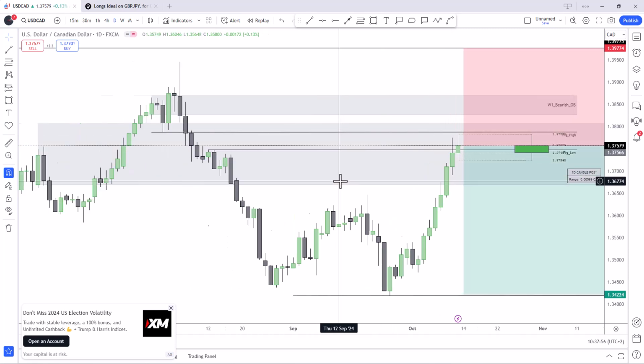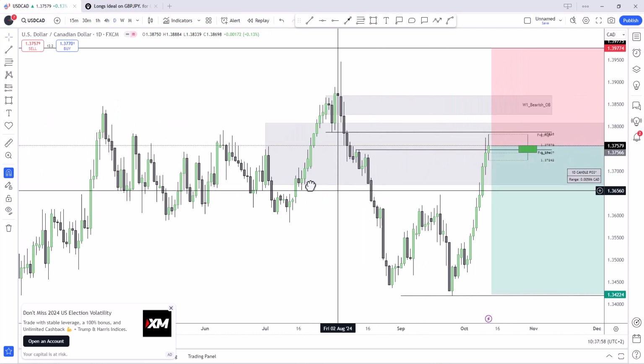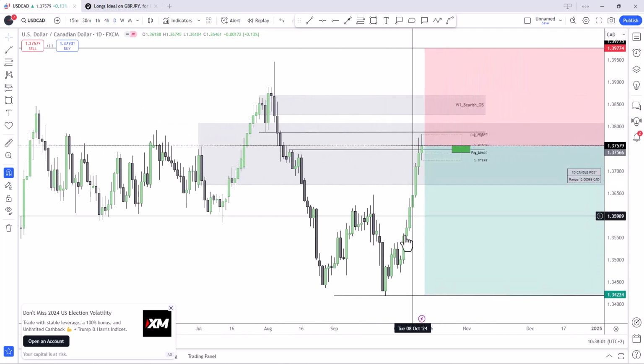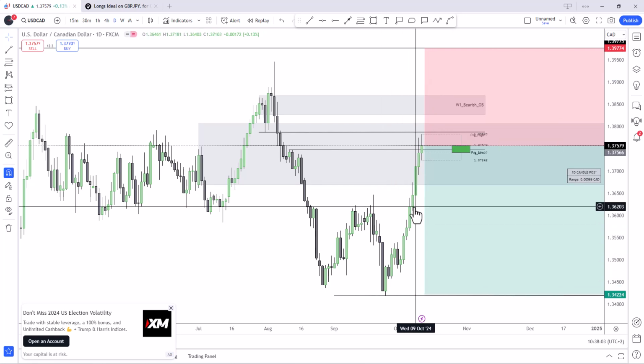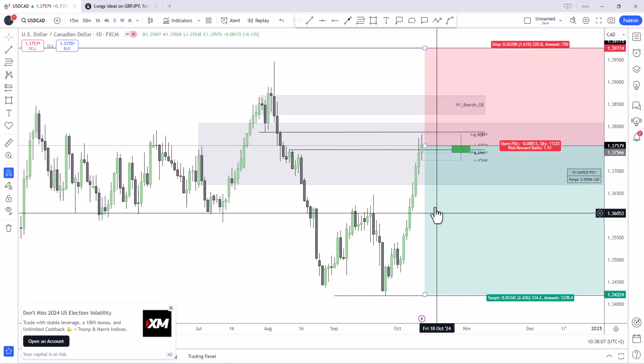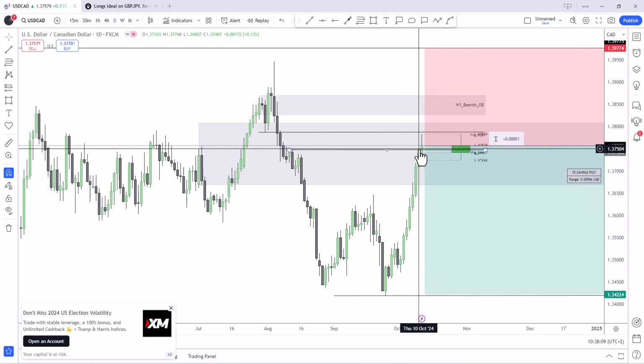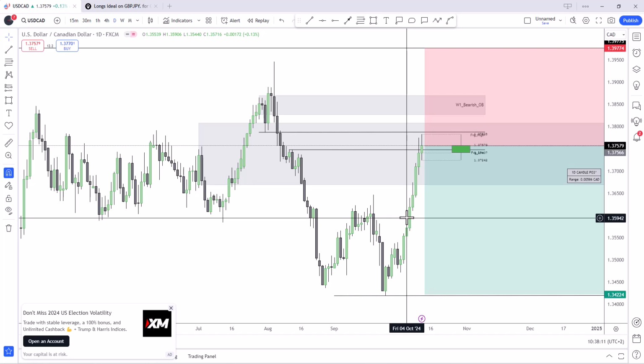Let me just see what the daily looks like, right? And you can see also on the daily time frame, market has really moved to the upside, and chances of a move lower now, they're quite high.